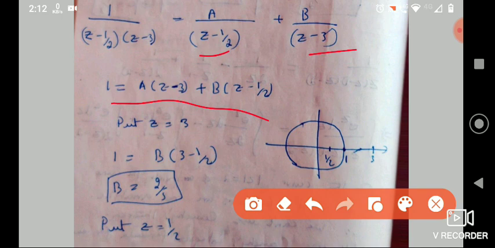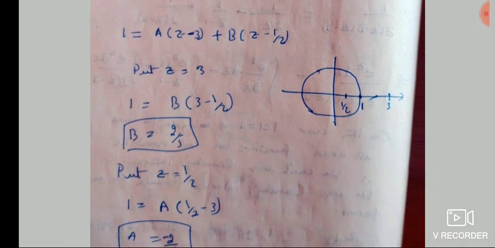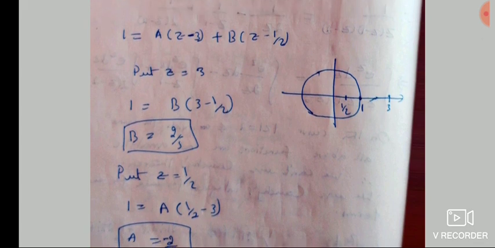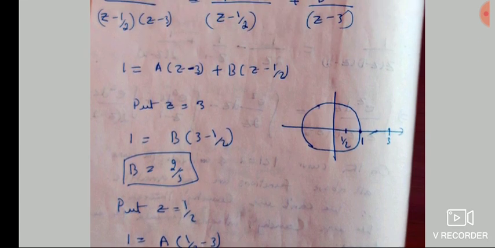Now first put z is equal to 3, or you can put z is equal to half also, it's your wish. So put z is equal to 3. What you will get, this will become 0. So 3 minus half, when you take LCM, that is 5 by 2, and b will be 2 by 5. Next put z is equal to half. So the answer will be a is equal to minus 2 by 5.